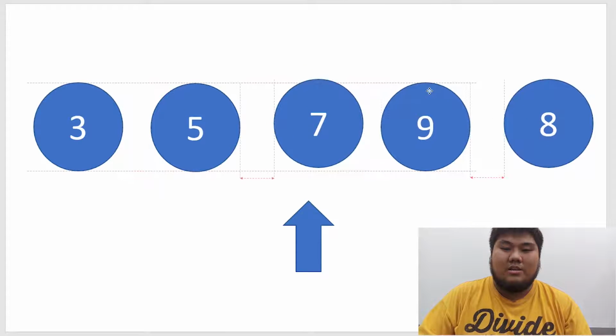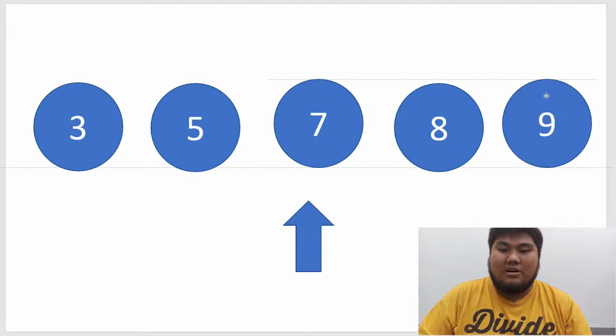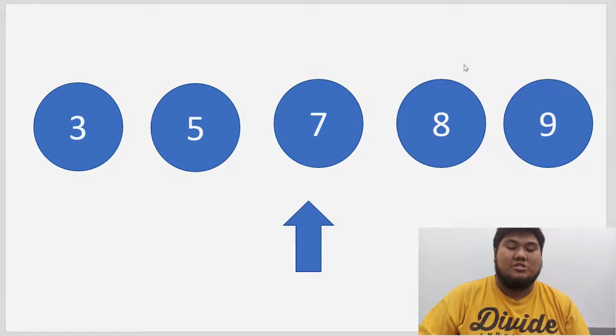And once more, 9 is greater than 8, so we swap 9 with 8. And that's basically how selection sorting works.